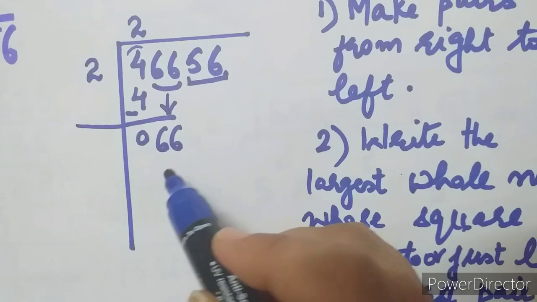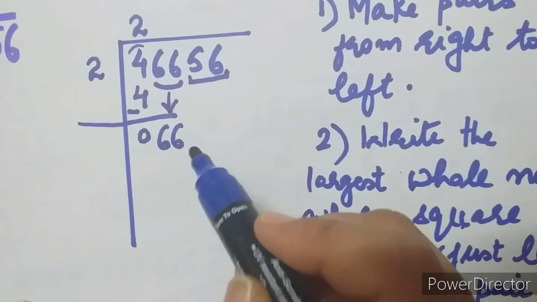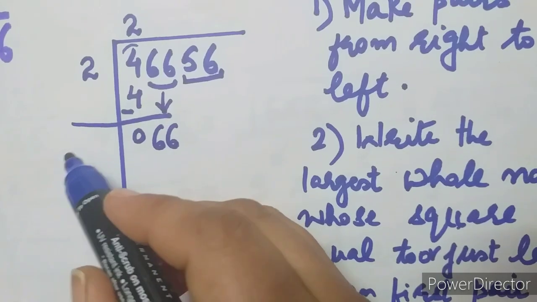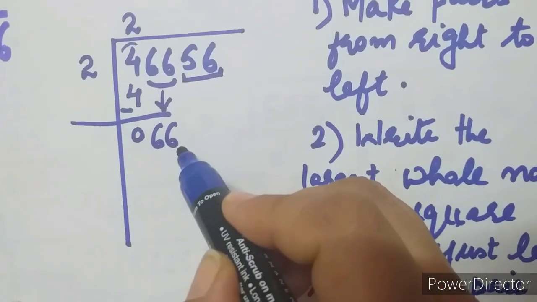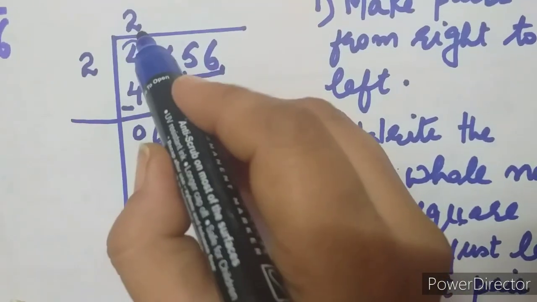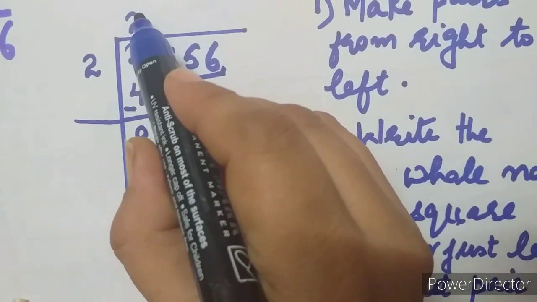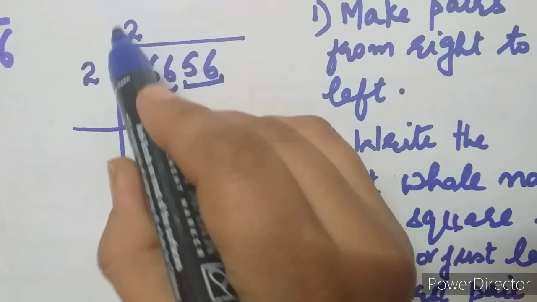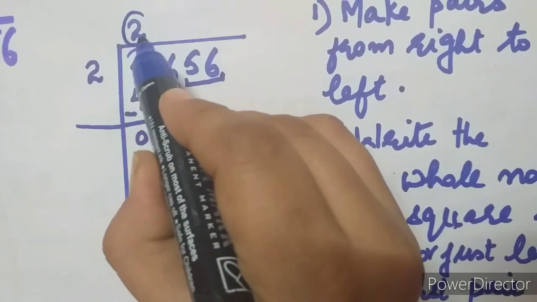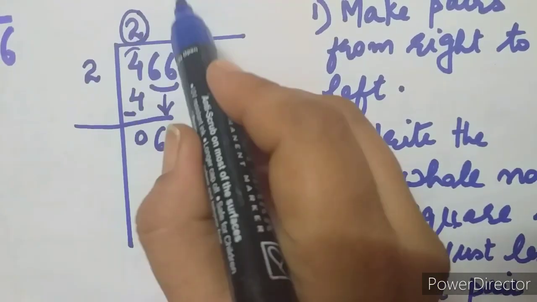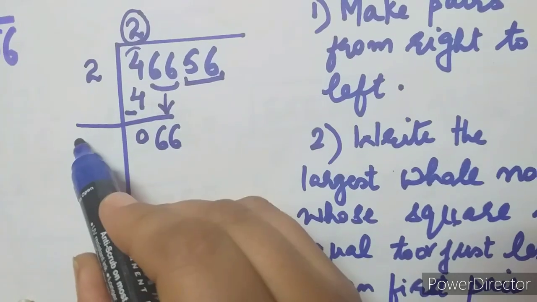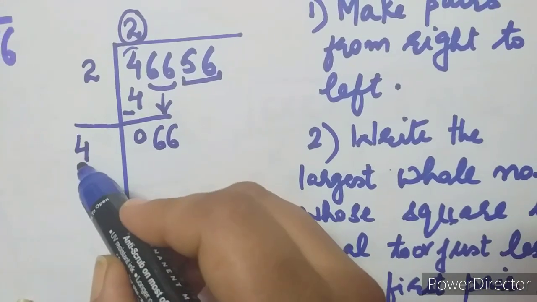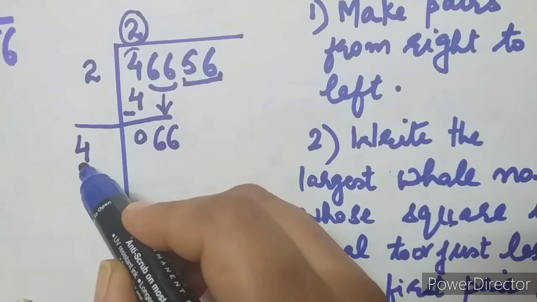Now the thing is, what will be the next divisor? What will be the next divisor? So what you are supposed to do is make the double of this previous quotient. What is the previous quotient? Previous quotient is 2. So what will be the double of this? Its double will be 4. So that will appear as divisor here in the next step of division, right?